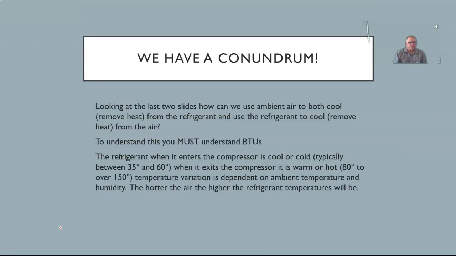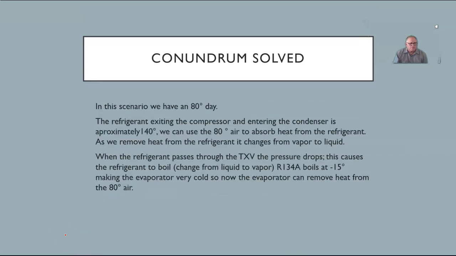But now we have a conundrum. We're going to use the ambient air to cool down the refrigerant, and at the same time we're going to use the refrigerant to remove heat from the ambient air. So we have to go back to that understanding of the BTUs and the latent heat in order to understand what's going on here. So the refrigerant, as it's coming out of the compressor, is going to be 140 degrees, give or take. Obviously, with the engine RPM and the humidity, there are going to be some ranges on there, but we're going to use about 140 degrees for this example.